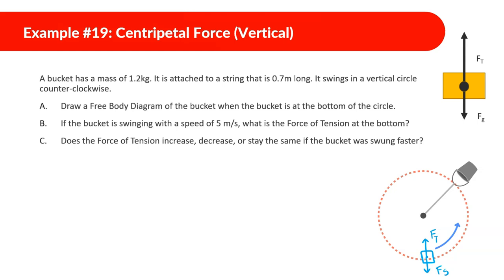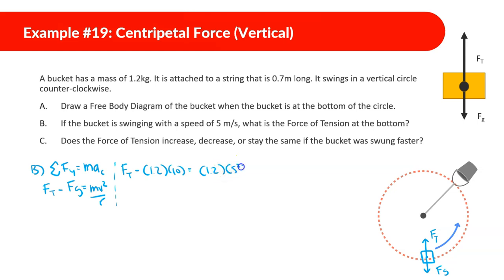If the bucket is swinging with a speed of 5 meters per second, what is the force of tension at the bottom? Okay, so part B, sum of all force in the y is equal to mass times acceleration centripetal. We have force of tension going up, force of gravity going down, and acceleration centripetal going up as well. Force of tension minus force of gravity, 1.2 times 10, is going to be equal to 1.2 v squared, which is 5 squared, divided by the radius, which is the length of the string, 0.7.